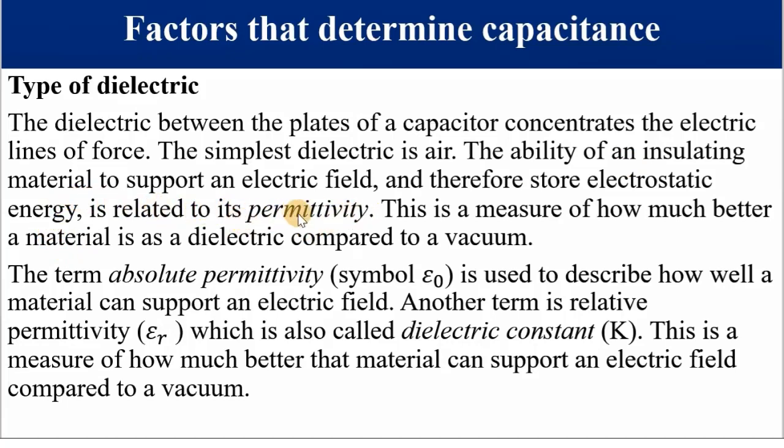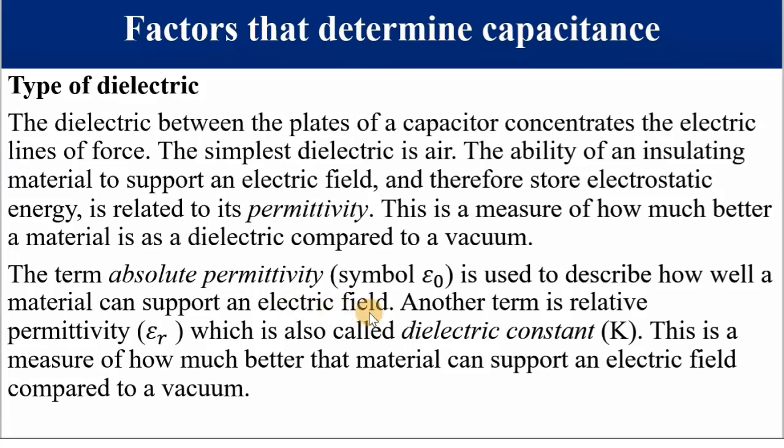Guys, you must be able to define permittivity, and this is a measure of how much a material is a dielectric when compared to a vacuum. We know a vacuum is an empty space, it does not contain matter. We also have what we call absolute permittivity. You must be able to define it, and the symbol is epsilon O, or epsilon naught. It is used to describe how well a material can support an electric field.